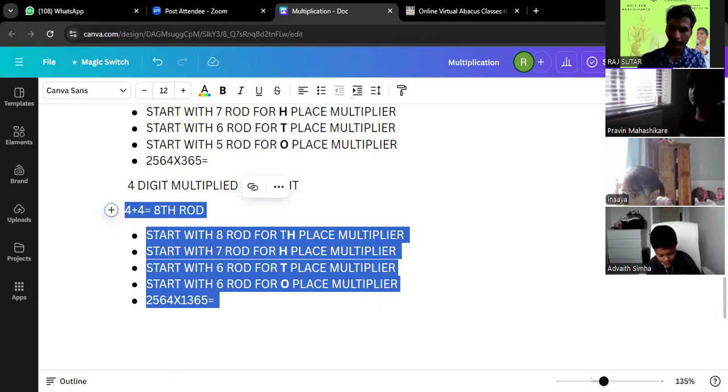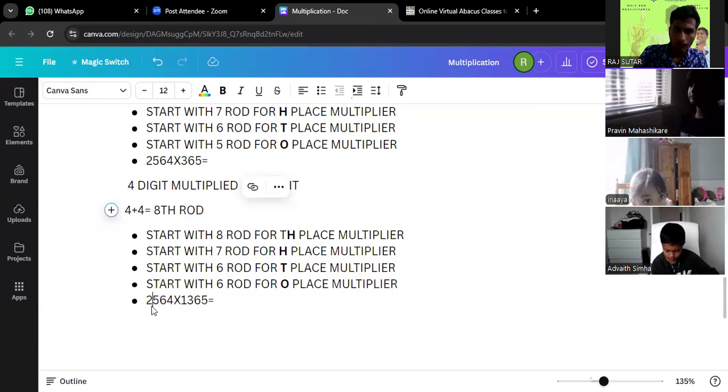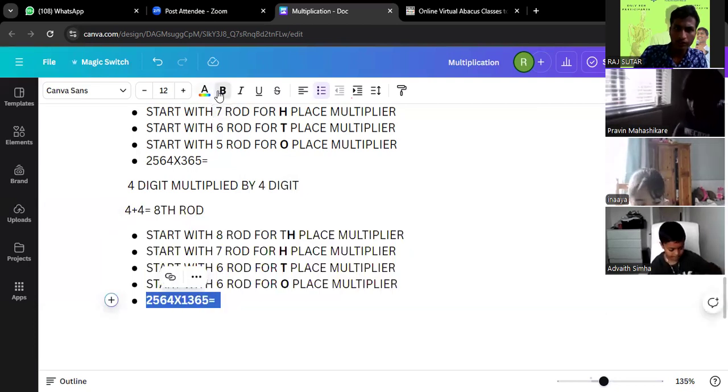So now any multiplication sum on the abacus, you can do by understanding this placement. Yes or no? So come on, try this sum. This is your test sum, then we will stop today.